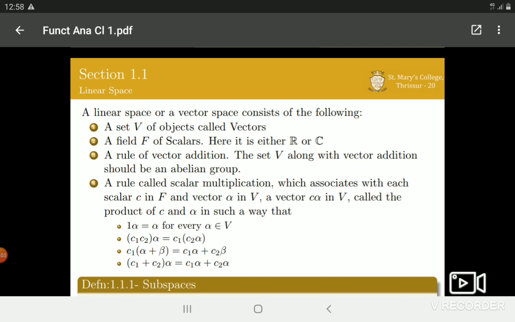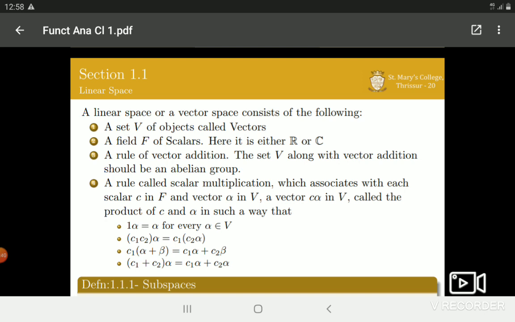So here in this textbook, when we are talking about a field of scalars, we are considering only the field of real numbers script R and the field of complex numbers script C. The third thing is a rule of vector addition. As we have already studied in the first semester linear algebra paper, the set V along with vector addition should be an abelian group. So all the conditions of a group, and especially an abelian group, should be there.